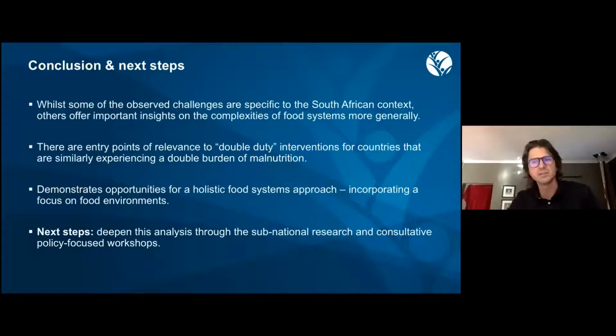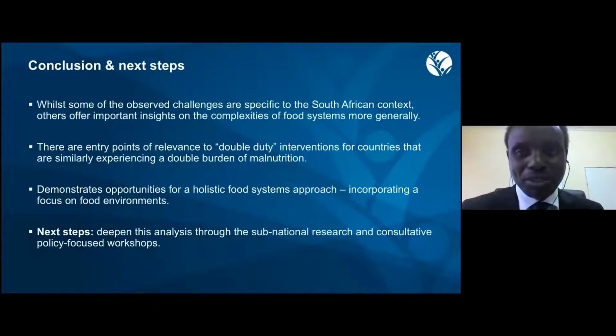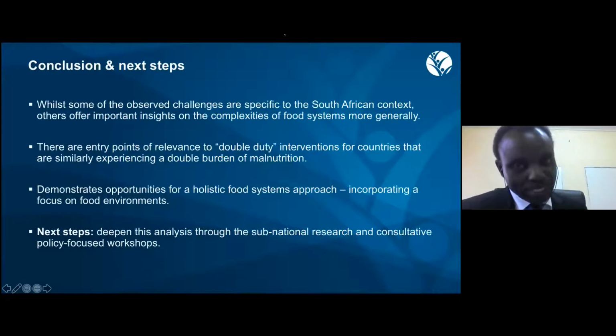Thanks very much. Thank you, Scott, for taking us to South Africa to see the post-apartheid perspective of how policies are driving an enabling environment for agriculture, health, and nutrition.